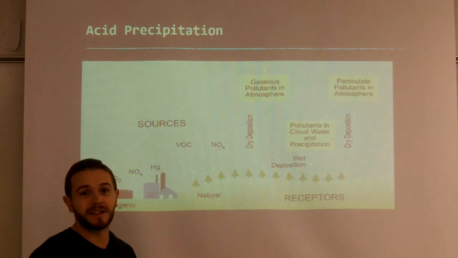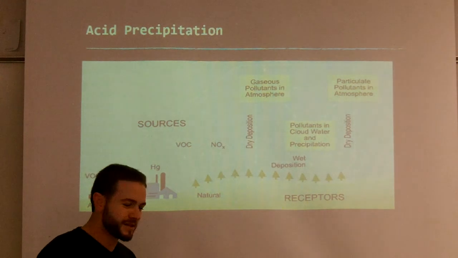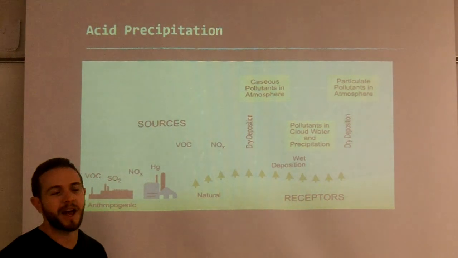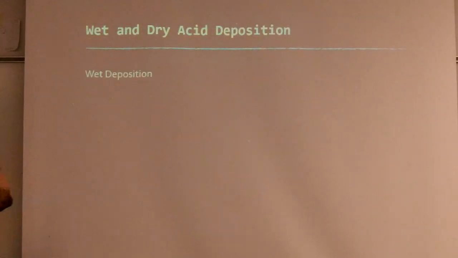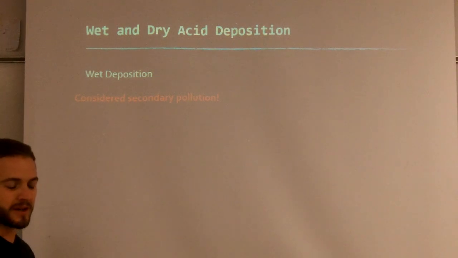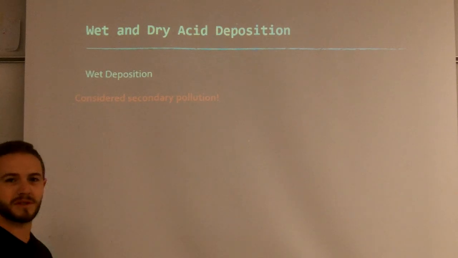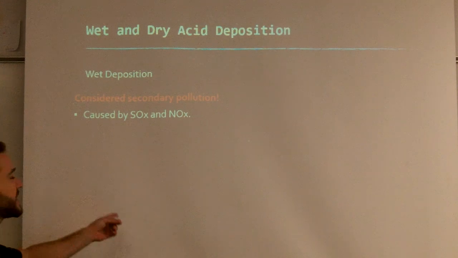Anyway, so NOx and SOx, okay, can come from natural sources, fires, volcanic eruptions, and from anthropogenic sources to react with light and water in the atmosphere to produce acid. So, wet deposition is considered a secondary pollutant, okay? So acid rain and all of our acid products that we're going to talk about are considered secondary pollutants. So the primary pollutants from which they originate are SOx and NOx.